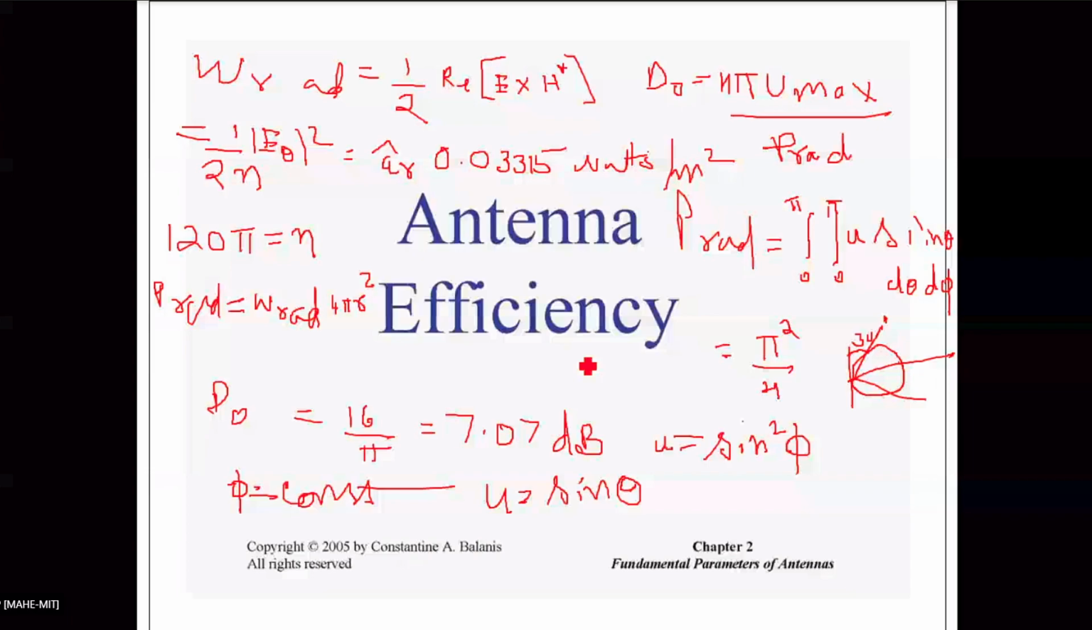Sir, I'm getting 4.17. Okay, that's fine. 4165.75 watts, right? 100 meters distance.